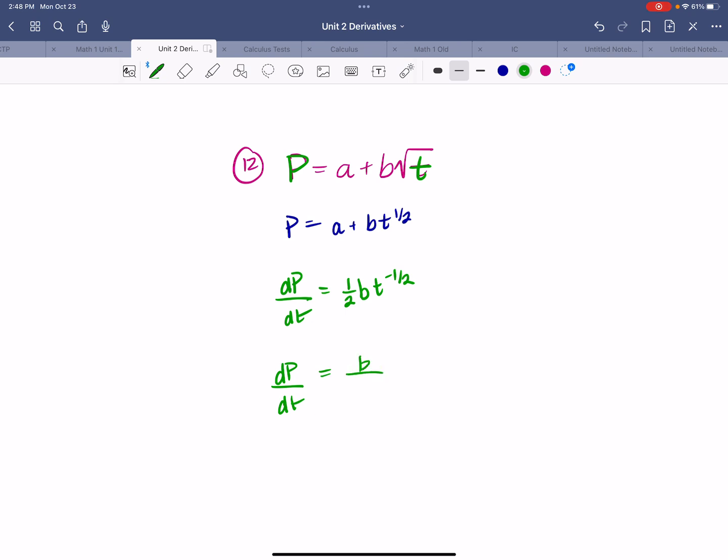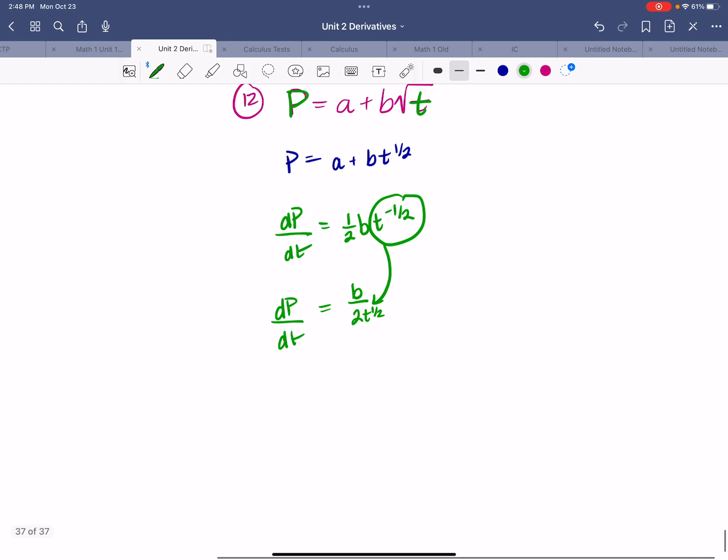Let me be clear here. This 1/2 times b is the same thing as saying b over 2. And then this can be dropped into the denominator, so this would be t to the 1/2, to get rid of that negative sign in the exponent. And then I can rewrite that as the square root of t as my final answer.